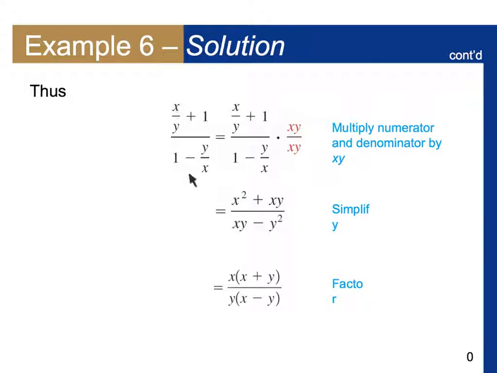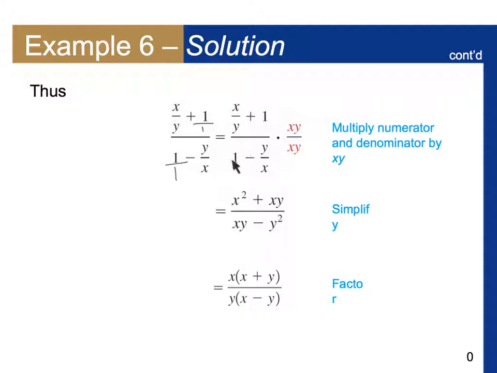So here's our compound fraction we started with. Look at all your denominators. Now technically we could put a 1 under this and a 1 under this. We don't have to, but it allows us to see what the denominators are. Our denominators are y, 1, 1, and x. So our least common multiple of all those four denominators is x times y. So what we do is we take that x times y, we multiply it times the top and the bottom.